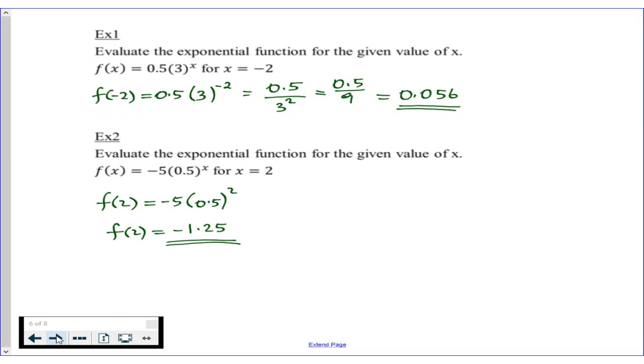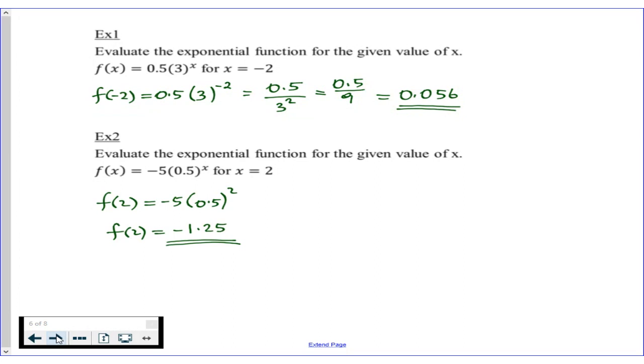To graph exponential functions, you need 3 points, and you have to know that usually we are considering basic functions, where y equals 0 is the horizontal asymptote. So the graph doesn't cross the x-axis. That is the kind of functions we are looking at.